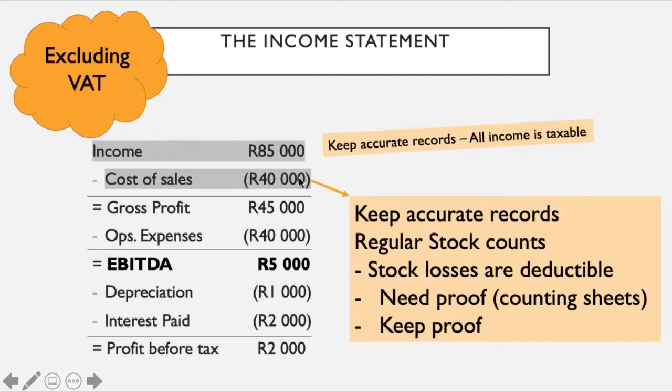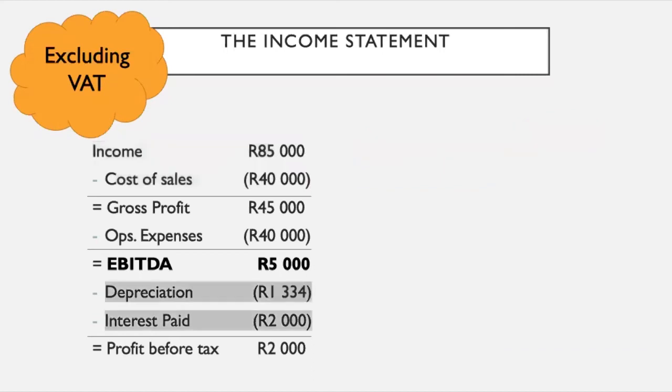And what basically happens is the moment you've got a stock loss, your cost of sale is going to increase. And if this increases, your profitability will decrease, which will give you less profit. Less profit means less tax. Okay. I'm going to skip operating expenses because there's a lot of information that we can share there.